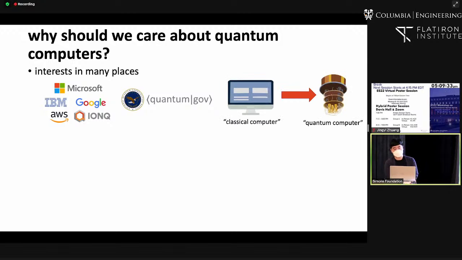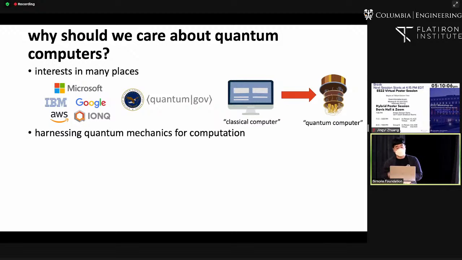All of this is because of the notion that for certain computational tasks, there may be a good chance that quantum computers are exponentially better than classical computers. And by classical computer, I mean your laptop or desktop. Because of this notion, there would be a transformation from the classical computer to the quantum computer entirely for some computational tasks. That's why we're all interested in this.